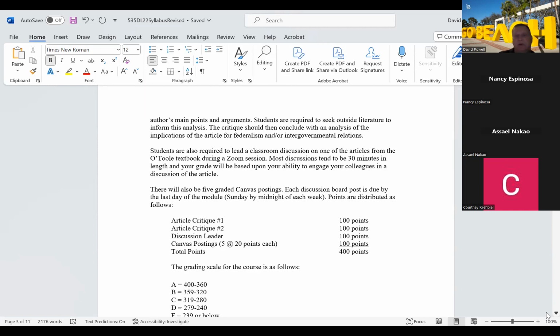These discussion leader assignments, typically the discussions will last around 20 or 30 minutes, something like that. So they are robust types of discussions. And so make sure to put together enough questions so that you can make the discussion last longer than about 5 or 10 minutes. I will evaluate your discussion leader assignment based upon your ability to engage your classmates, your ability to get people interested in participating in the discussion of the article.